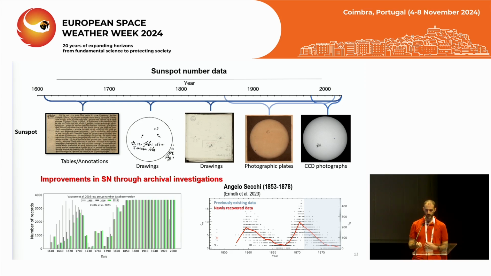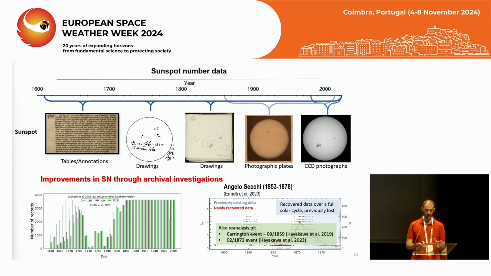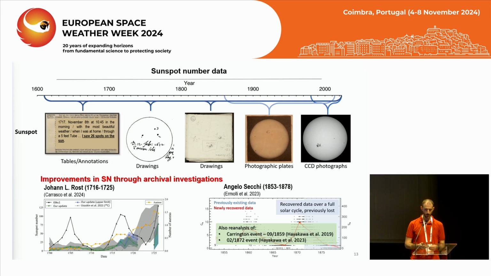I will mention very, very briefly two cases that I was involved. That was by recovering data by Angelo Secchi in Rome, where we could recover the actual notebooks and give data for a full cycle that were previously completely lost. And this also led to a reanalysis of the Carrington event, but also the February 1872 event.